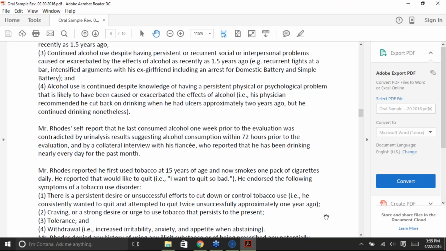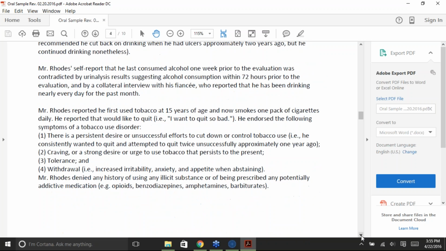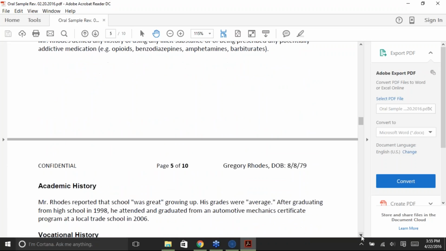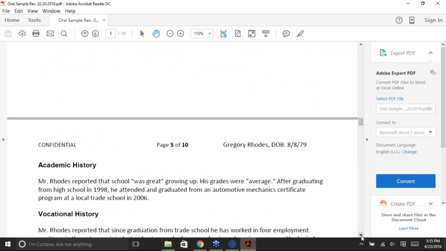And then I go into his tobacco, the symptoms of a tobacco use disorder. Now, I was actually asked during my oral, because this is the same case that I used for my oral examination when I was applying to become a CFMHE. And I was actually asked, why'd you throw in the tobacco stuff? How's that relevant?